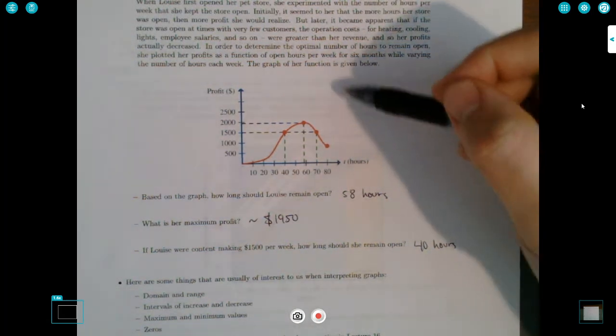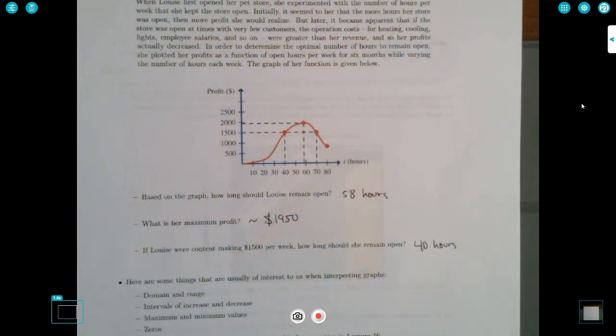Okay, so this is the kind of thing that we want to be able to do when we look at graphs. A lot of it is pretty intuitive, I think, but nevertheless, we'll go through some examples to bring you up to speed in case graphs are not your strong suit.